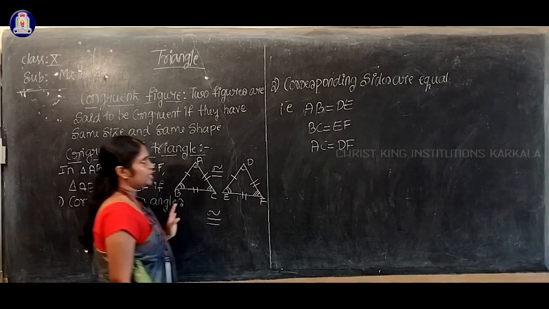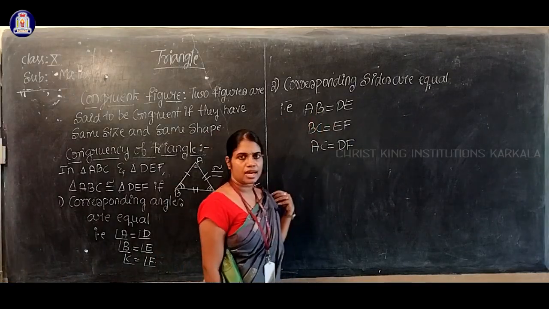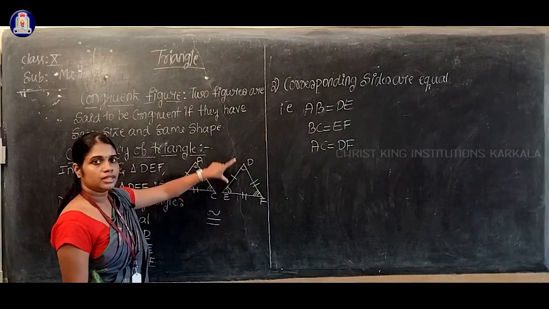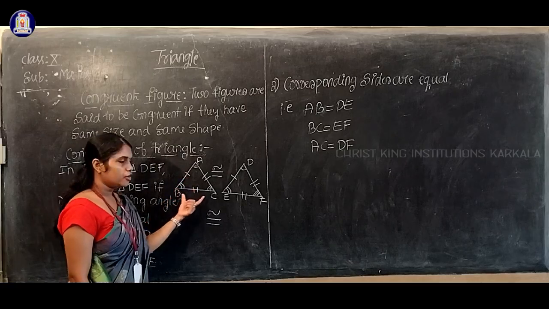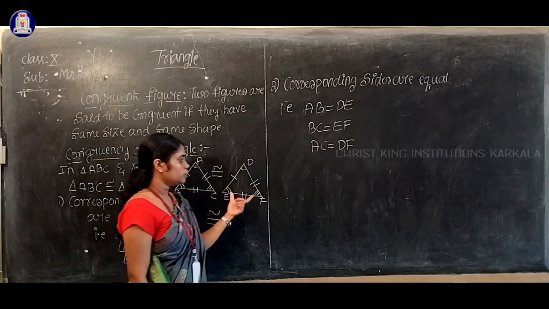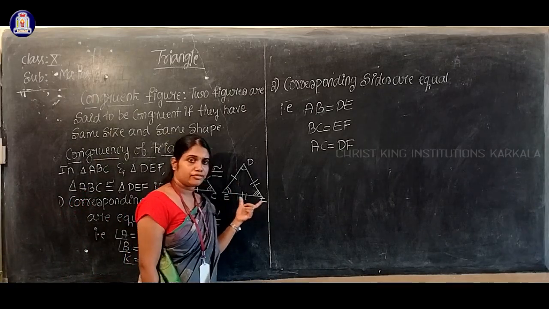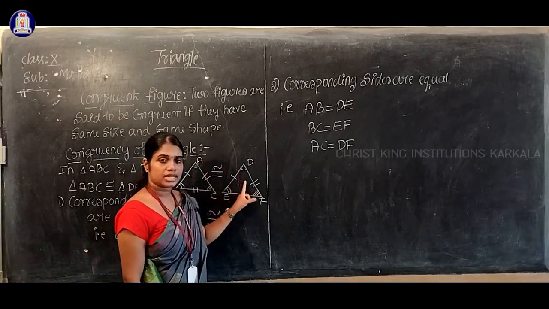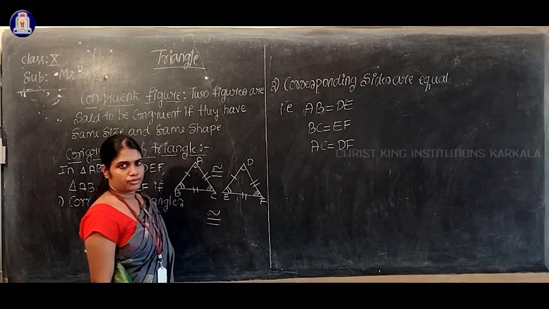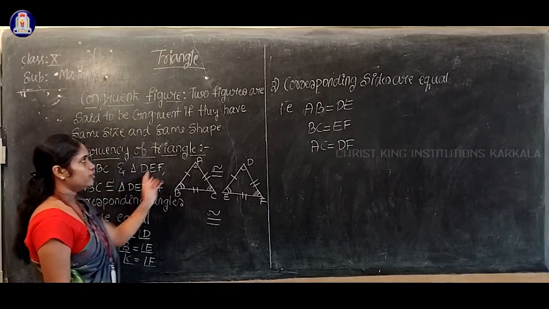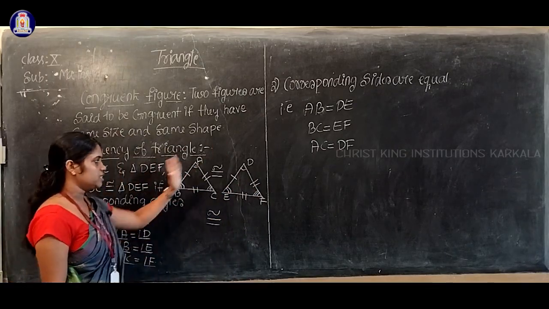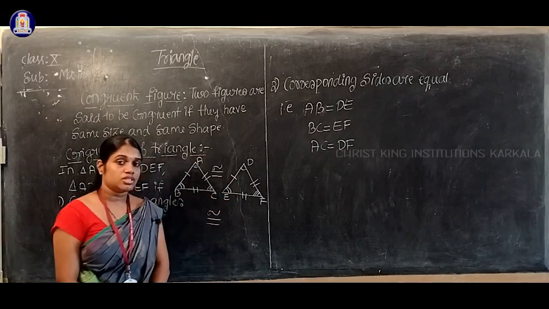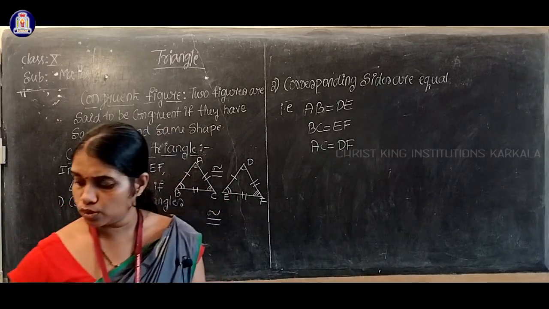The second point is that corresponding sides are equal. For the side AB, what is the corresponding side? That is DE. For the side BC, the corresponding side is EF. For the side AC, the corresponding side is DF. So if the triangles satisfy these two conditions, then we can say that these two triangles are congruent. So this is about congruency of two triangles.